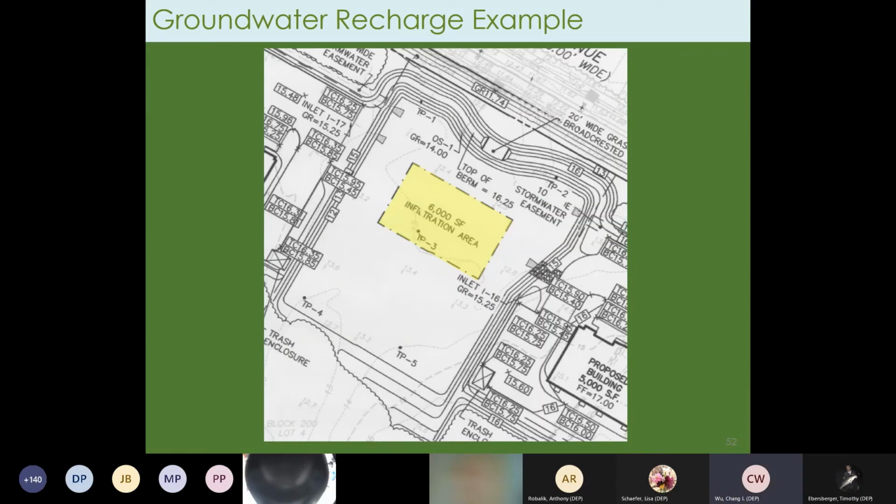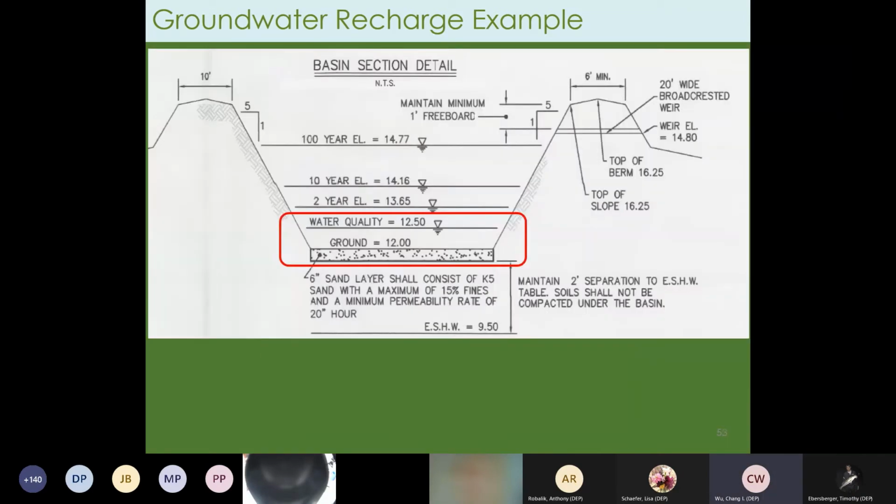And here's one example. We quickly go through the calculation, and here is one basin design. This basin is an infiltration basin, so no vegetation on the bottom of the basin, and the ground level you can see is at 12 feet, and the water quality level is 12.5, but in this case it infiltrates more, so it has a different number, and you can see that we have to use the ground level around the basin when you designate the dBMP.